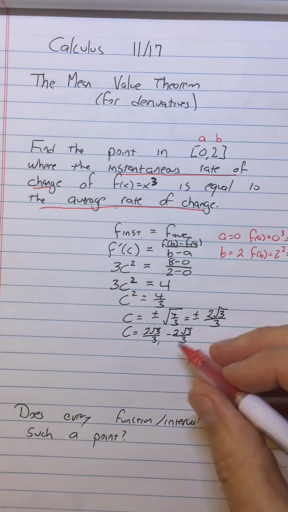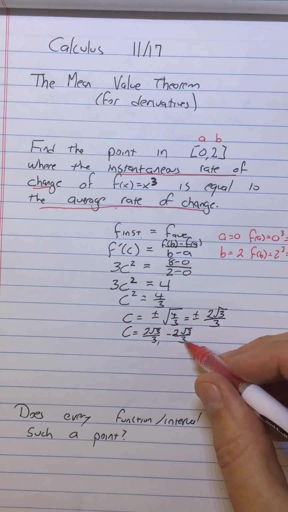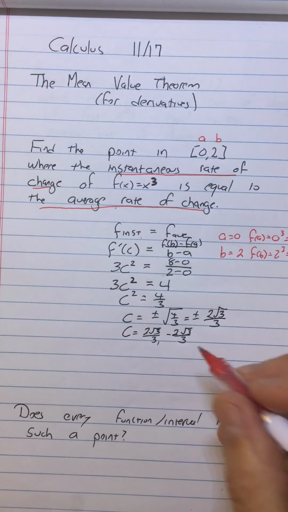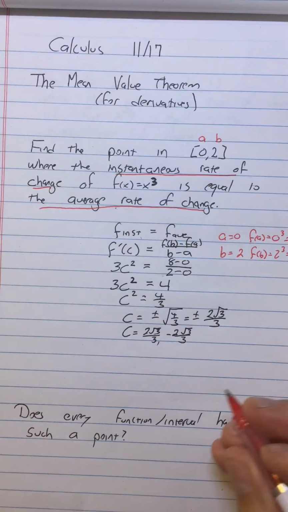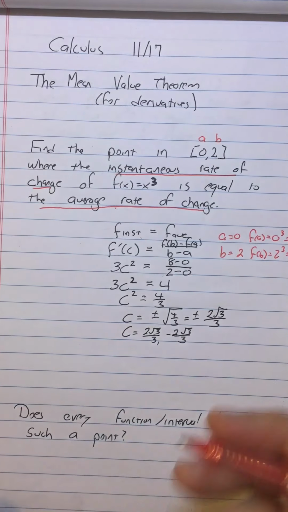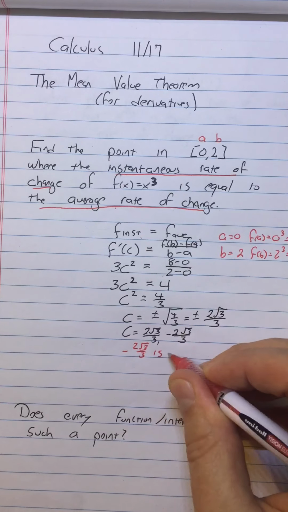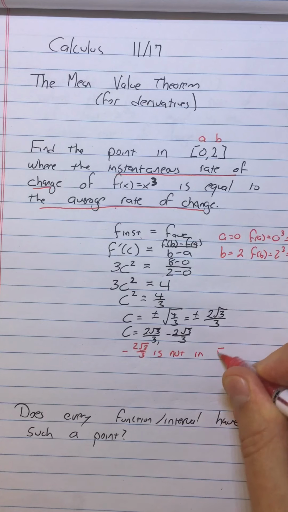No, because the negative number is not in this interval. If the interval were negative 2 to 0, then I would keep the negative one and throw away the positive one. I need a solution that is in that interval. So I'm going to note that negative 2 square root 3 over 3 is not in the interval 0, 2.